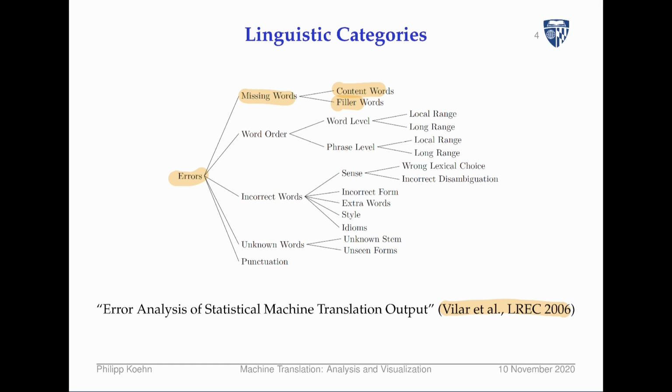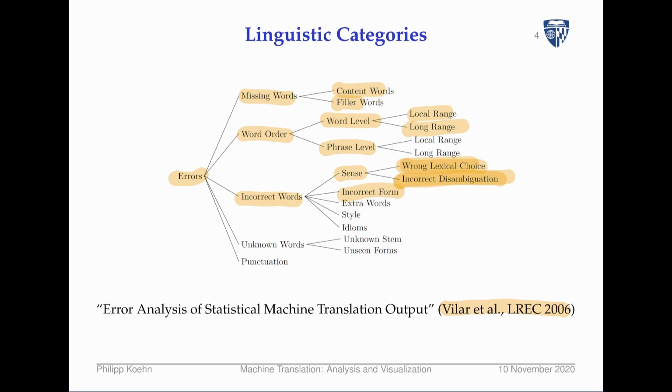Then we can observe problems with word order, and you can ask whether it is just individual words or whole phrases that are reordered, and whether it is a very local misordering, or the word is completely out of place. Then there's this broad category of incorrect words, the predominant one that we think of first being word sense. So it's just the wrong lexical choice, and incorrect disambiguation. I don't even know anymore what the difference between those two things is. Maybe one is a valid translation of the word, but not the right one here, while the other is just a completely unconnected word.